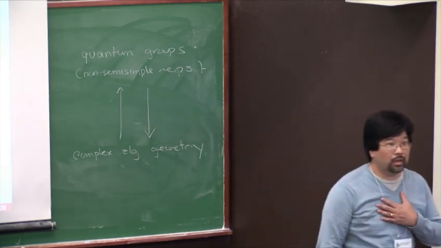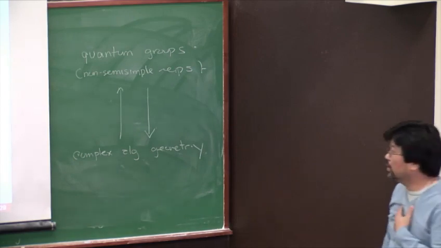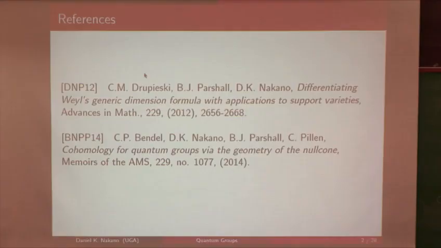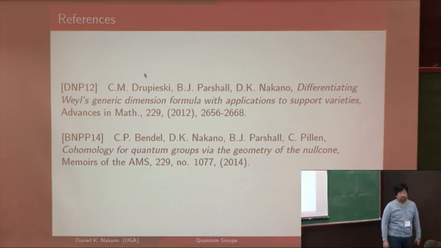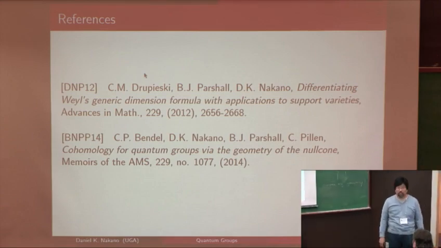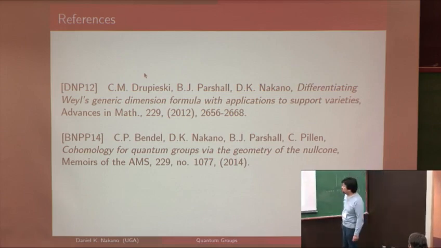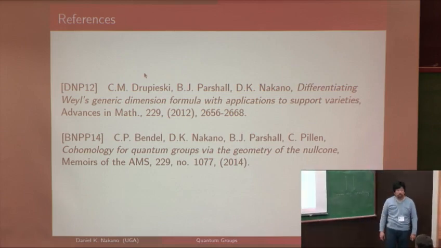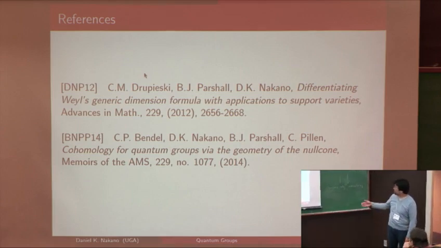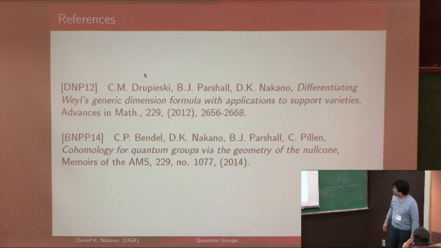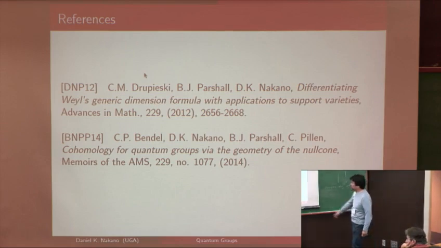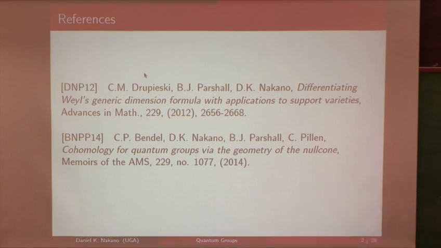All right, so this talk is based on two papers that came out a couple of years ago. The first is a paper I wrote with Christopher Bendel, Brian Parshall, where we compute what are called the support varieties for irreducible representations. The second talks about the cohomology of quantum groups, for both l bigger than the Coxeter number and also l small, and connects things with the geometry of the nilpotent cone. It appeared in the Memoirs of the AMS.